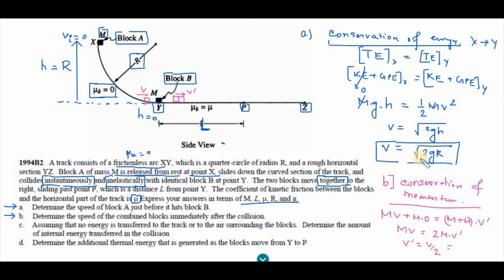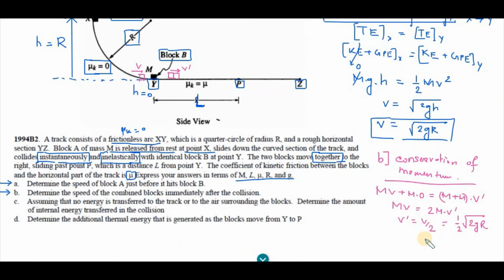The expression of v, which is equal to square root of 2gr, we can replace in this equation as half of square root of 2gr, and finally we'll get the expression square root of gr upon 2, that is representing v prime. So this v prime is representing the speed of the combined block. This is the velocity after the collision of the combined system.